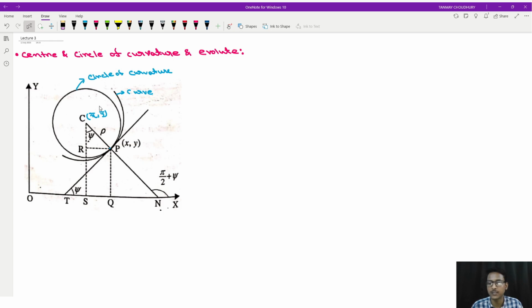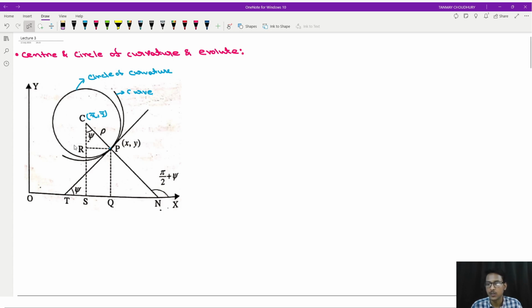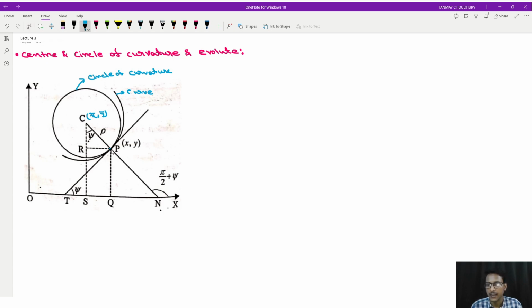For that purpose consider this diagram where at the point P the radius of curvature is rho, and accordingly C, which is rho distance apart on the normal line in the direction of bending, is our center of curvature, and we have assumed its coordinate to be x bar comma y bar. Now we will find the values of x bar and y bar.